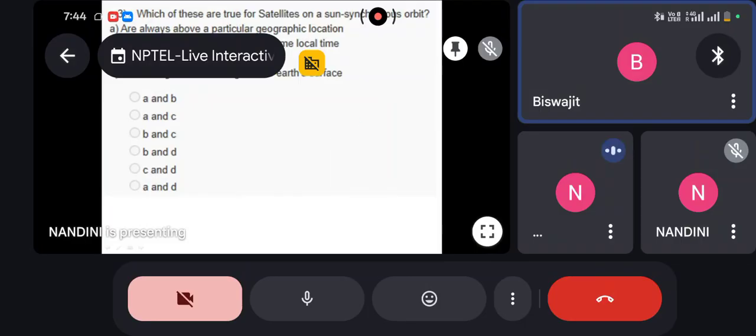So it crosses the same latitude at the same local time, and has the greatest coverage of the Earth's surface. B and D is the answer, right? Yeah.